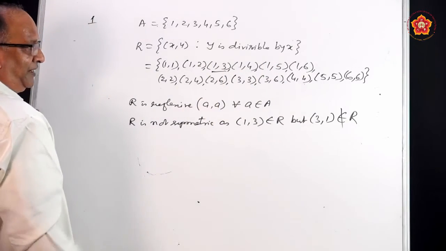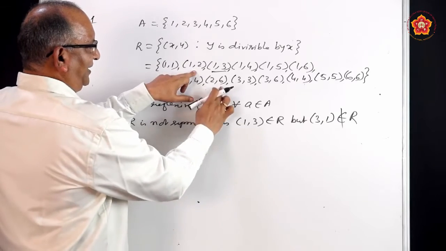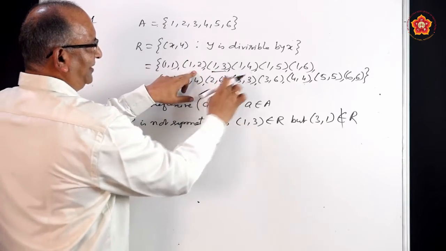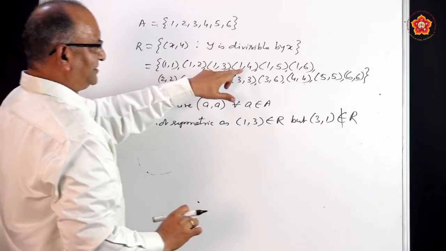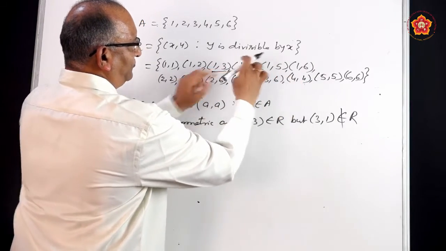Yes. Take another example, 1 is related to 2. Let us say 2 is related to 6. Do you have 1 related to 6? Yes. 1 is related to 4, 4 is related to 4. Do you have 1 related to 4? Yes.